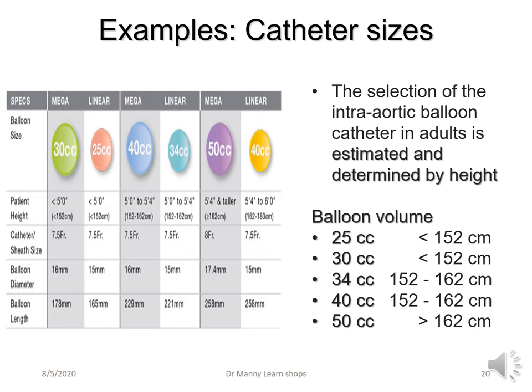But you've got lots of catheter sizes, and it's the physician that will decide, but the selection of the intra-aortic balloon catheter in adults is primarily estimated and determined by height. So as you can see here, the balloon volume that's expected for a small person, less than 152 centimeters, would probably be a 25cc balloon. However, for a bigger person, greater than 162 centimeters, a 50cc balloon. But this depends on the organization that you're working with here. So therefore, typically there will be a small, a large, and a medium catheter available, because they're very expensive.